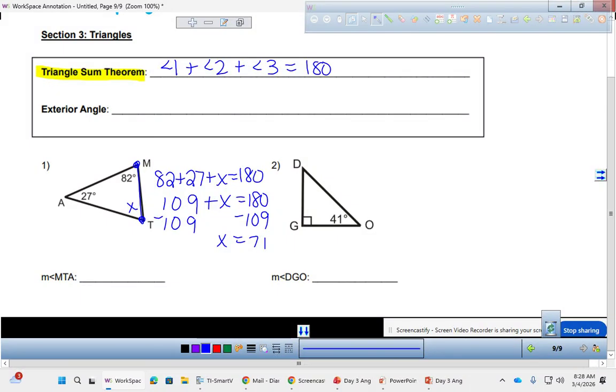Angle MTA, also known as X for us, is 71 degrees. The three angles inside of a triangle equal 180. Linear pair, two angles equal 180. Complementary, two angles equal 90. Vertical, two angles equal each other. Triangle, three angles equal 180.